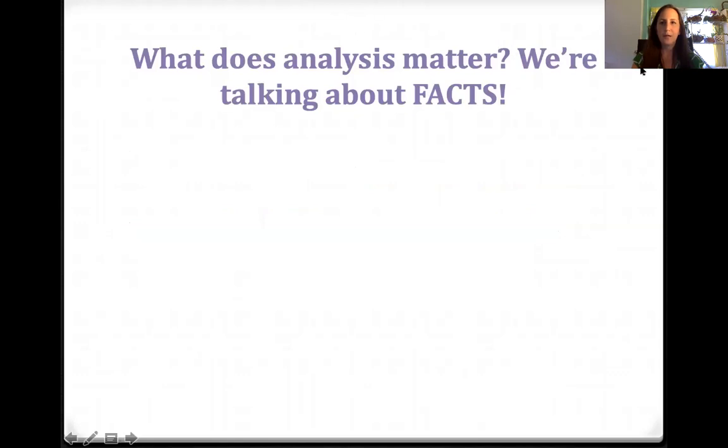So you might be wondering, why does analysis matter? We're talking about facts. And if you're in a biology class, you're going to learn about facts like, here is your large intestine, here's your small intestine, here's what they do. These are facts. But when you're actually interacting with patients, there's a lot more of an art to it. There's science and art working together, and that's why analysis matters.